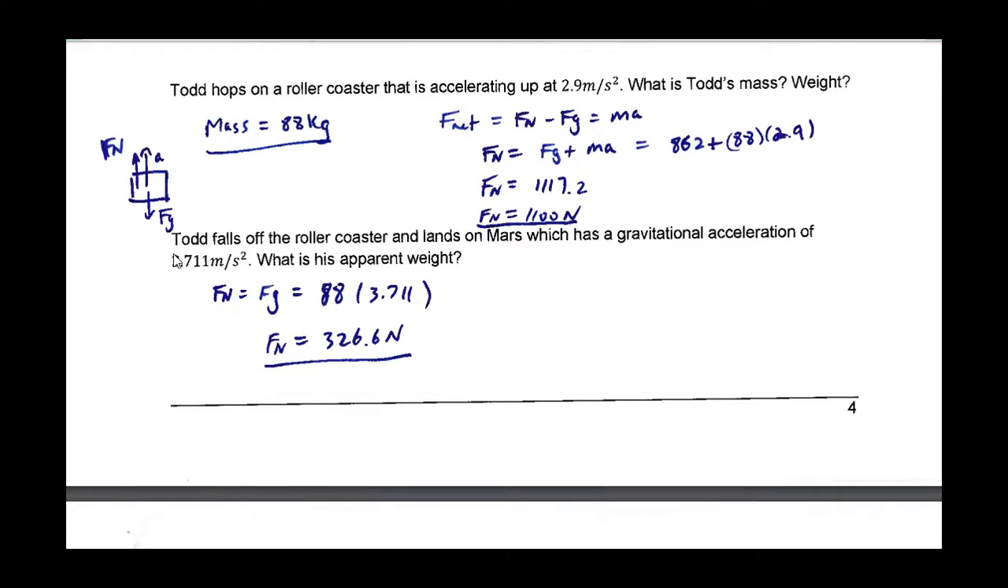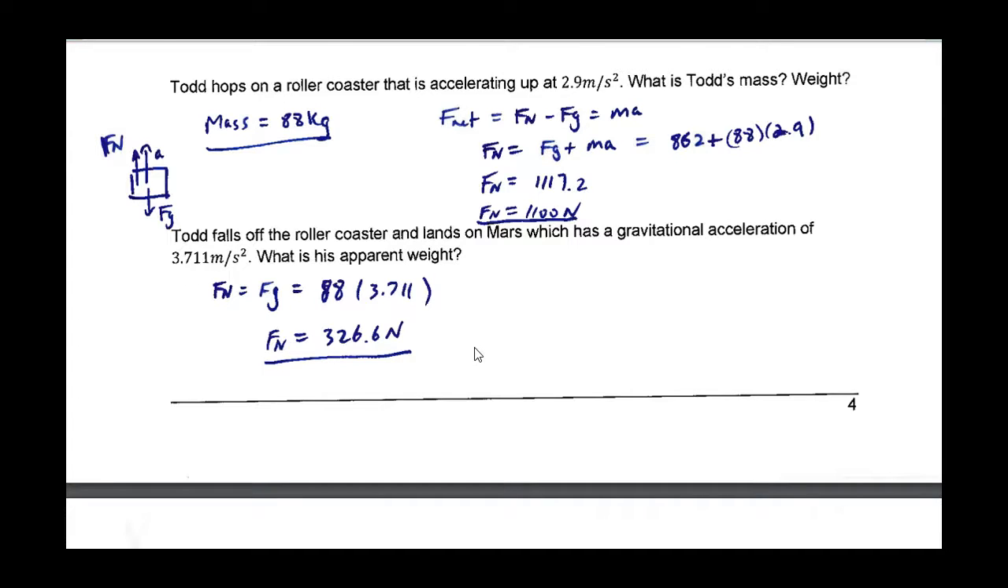The bottom one over here: Todd falls off the roller coaster and lands on Mars, which has a gravitational acceleration of 3.711 meters per second squared. What is his apparent weight? Well, in this case, your force normal is equal to your force of gravity, because he's just free falling. It's going to be his mass multiplied by the acceleration due to gravity on that planet. And that's where we're going to get 326.6. As you can see, there are 4 significant figures in the question, and so I've included 4 significant figures in my answer as well.